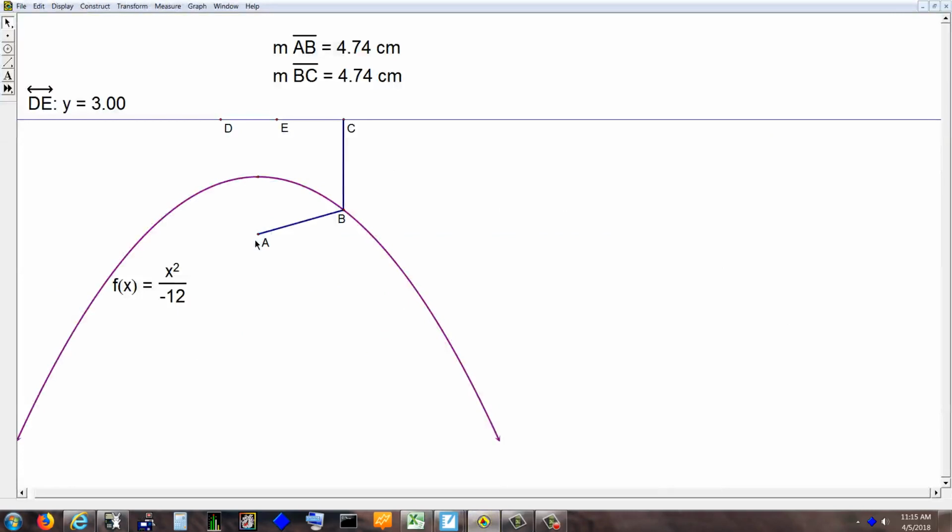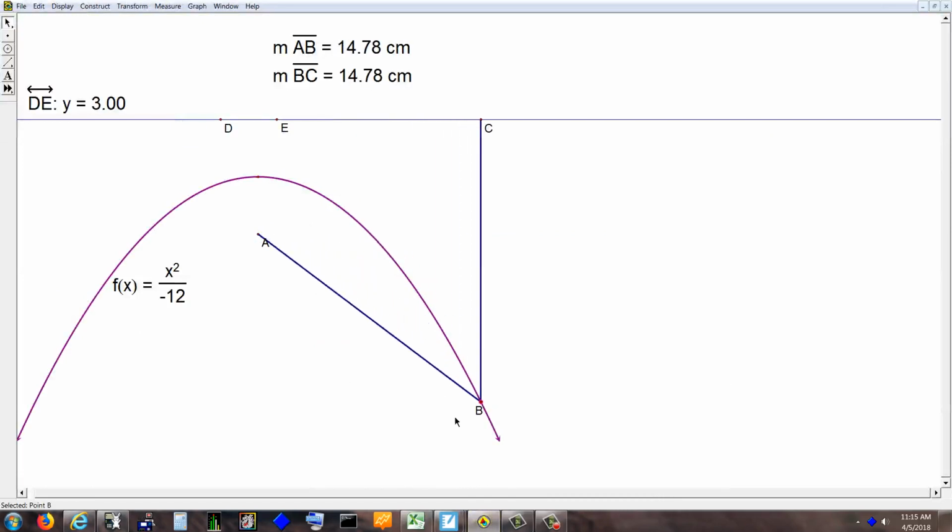There's the point I'm talking about. There's the line I'm talking about. Now, B is a point on the parabola. I can take B and drag it wherever I want. It has to stay on the curve of the parabola.